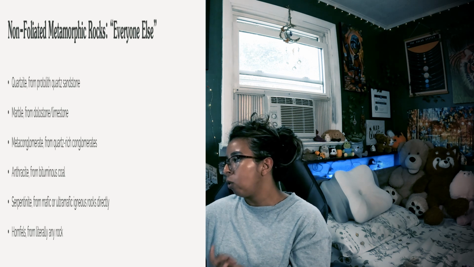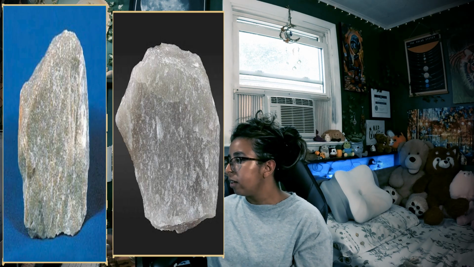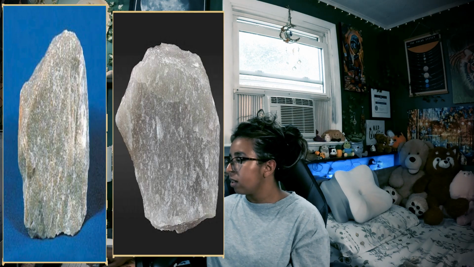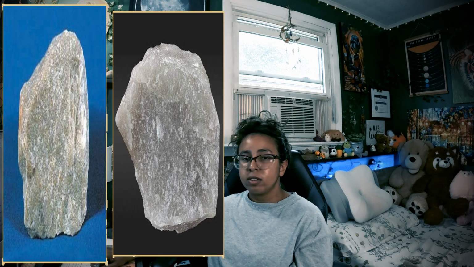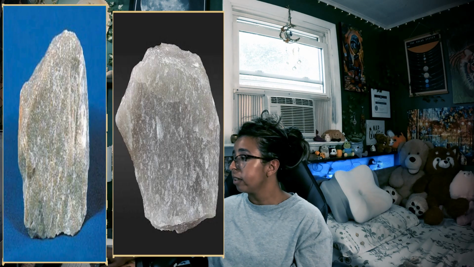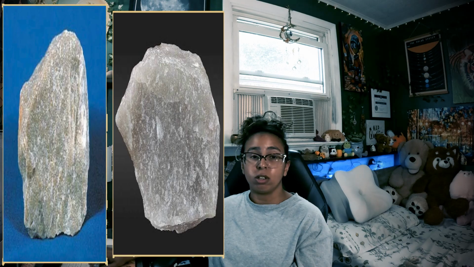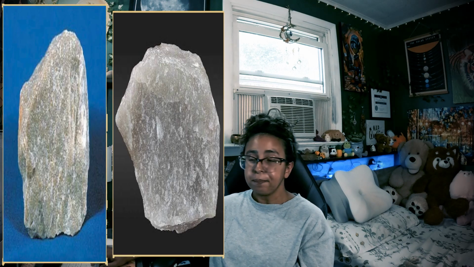And then hornfels can come from literally any other rock, as I mentioned before. And so, slide 27, you see examples of quartzite. Just admire the samples for a couple seconds, guys, because they look pretty cool, honestly. I wish I had a sample of this. The last time I actually saw a sample was in my geology class, unfortunately for me.